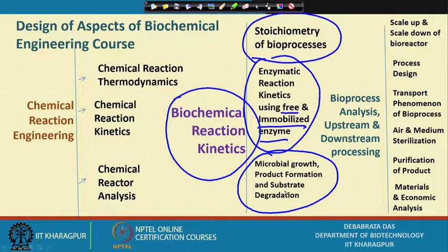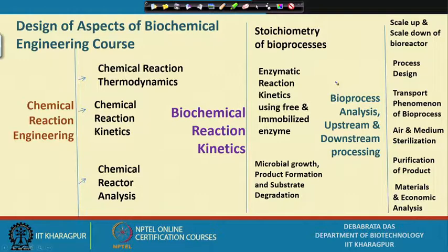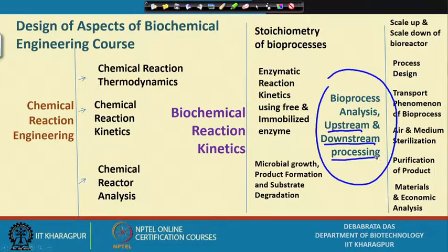After having all this information, we switch over to one important thing, that is bioprocess analysis, upstream and downstream processing. Now I told you that whenever we have any kind of bioprocess, whatever processes we involve before the bioprocess we call upstream processing, and after the bioprocess is over, we have to do the purification of the product, that we call downstream processing.